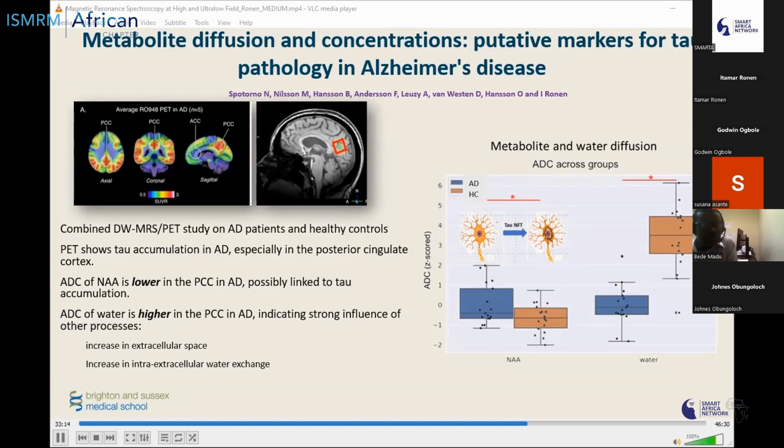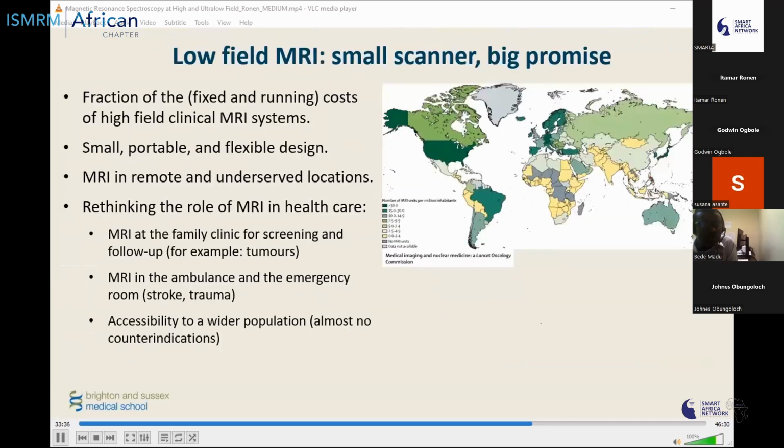But you can see that these are two measurements that are independent and report two opposing trends, which means that we're looking at two processes. And this is, I think, a beautiful way to exemplify how the diffusion of metabolites complements in information the information that we get from diffusion of water in the same patients.